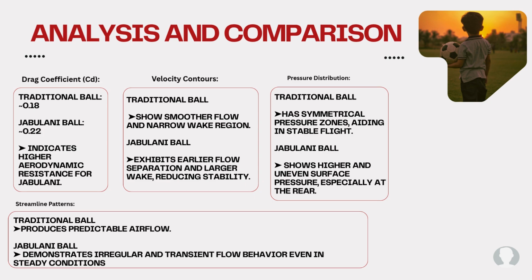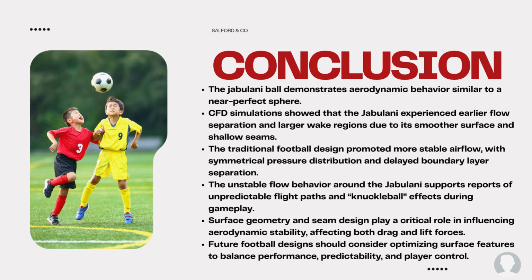For streamline patterns, the traditional ball produces predictable airflow, while the Jabulani ball demonstrates irregular and transient flow behavior even in steady conditions. Now, for the conclusion part, the Jabulani ball demonstrates aerodynamic behavior similar to a near-perfect sphere. CFD simulations show that the Jabulani experienced earlier flow separation and larger wake regions due to its smoother surface and shallow seams. The traditional football design promoted more stable airflow with symmetrical pressure distribution and delayed boundary layer separation.